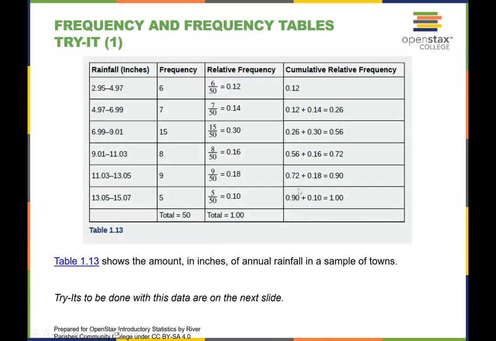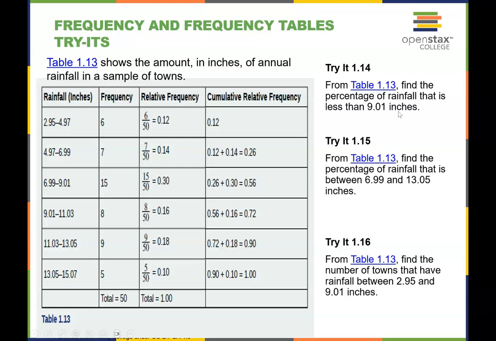Okay, for this slide, we're looking at frequency tables again. This one is the annual rainfall in a sample of towns. So here are the questions that go along with it, and you can go ahead and work those out on your own. The questions are: Try It 1.14, find the percentage of rainfall that is less than 9.01.